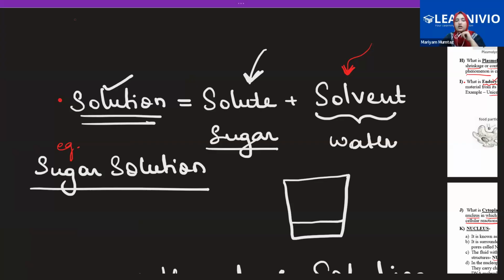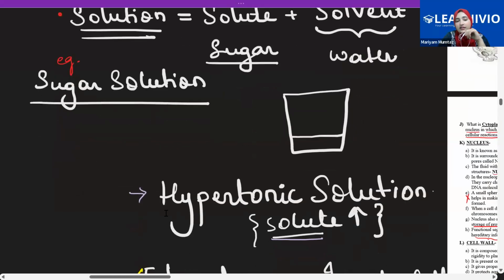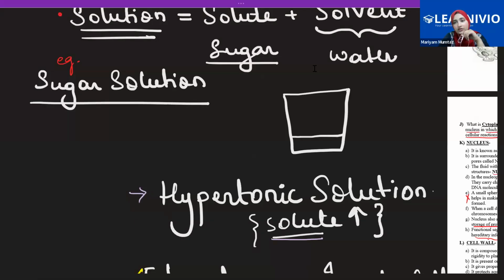For example, if we talk about a sugar solution, the sugar is the solute, and the thing that you're dissolving it into, like the water, becomes the solvent. The solvent is always the liquid, whereas the solute is always the thing that you are dissolving. Now, these solutions can be of three types: hypertonic solution, hypotonic solution, and isotonic solution.